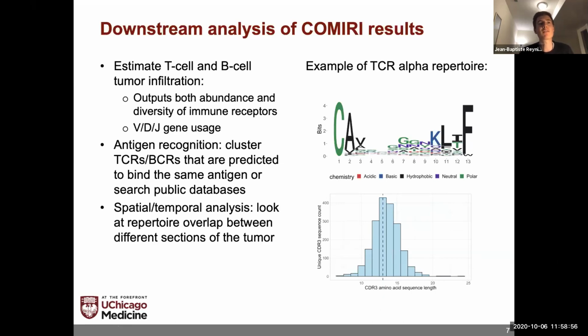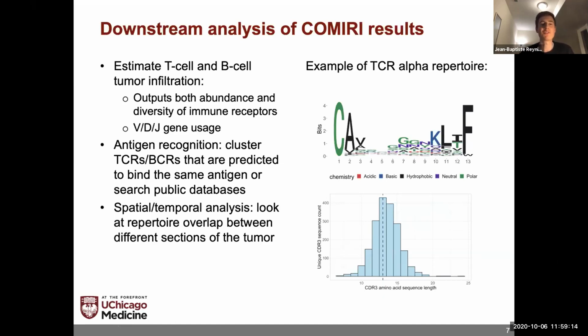But also more downstream, you could also look at the relationship of these TCRs and BCRs with antigens. So there are different tools to cluster BCR and TCRs into groups that are predicted to bind to the same antigen. We can also look at public databases about this kind of analysis.